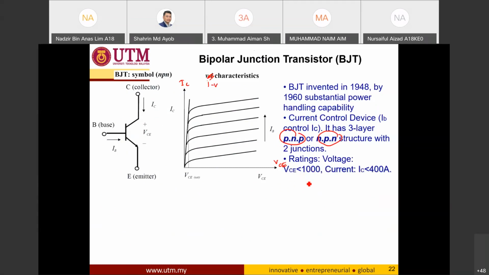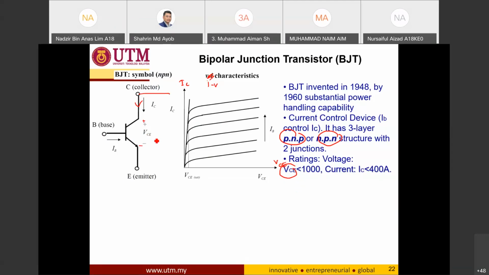The rating of the BJT is not more than 1 kilovolt, and for the current capability, actually there are a lot of BJTs depending on the manufacturers, but mostly the BJT rating is not very high. So you cannot find a BJT that has a voltage rating higher than 1 kilovolt, and the current is less than 400 ampere. So what does this actually mean? I just want to highlight it, because it's very important.